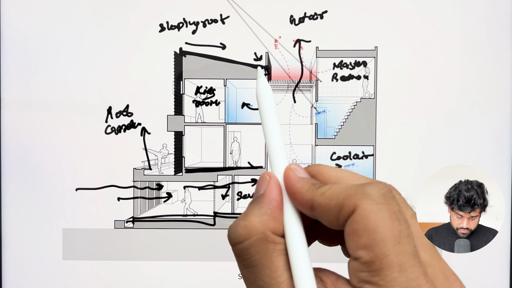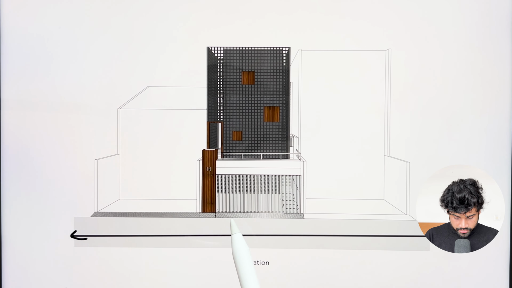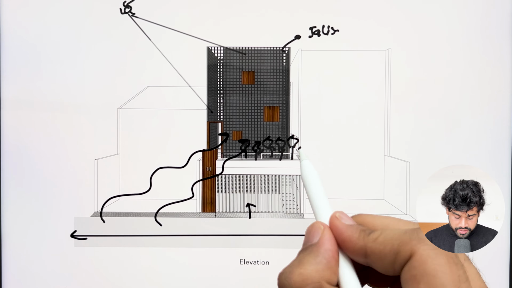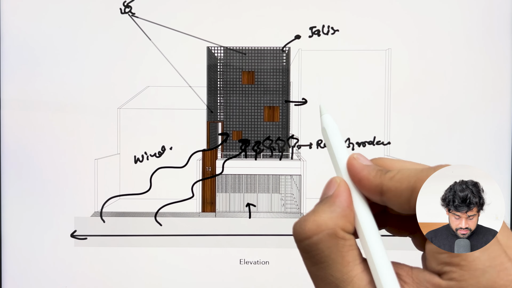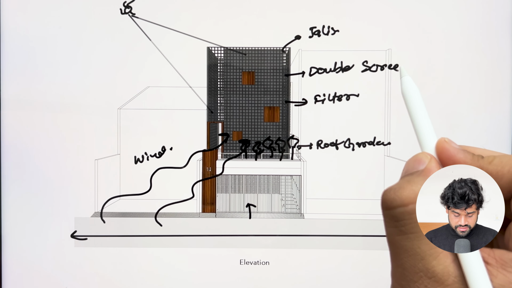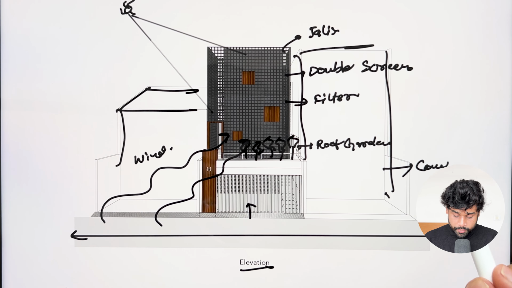This is the elevation of the house. The front facade has jalis from the first floor to the top. The first floor has the roof garden, and the natural wind enters the house. It becomes cool by the roof garden and the jalis. The jali acts as a double screen facade protecting the house from the sun. The house is located in a very compact urban setting.